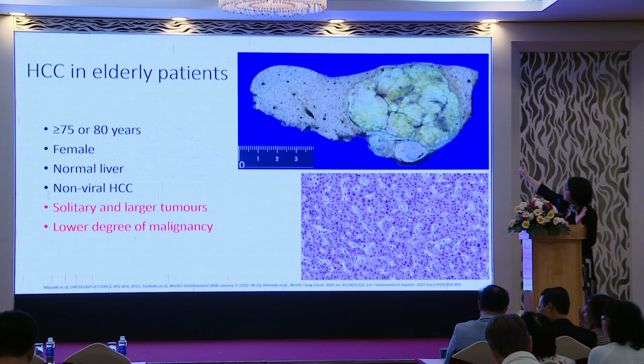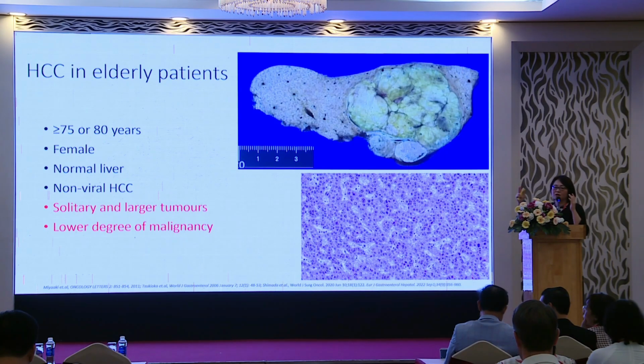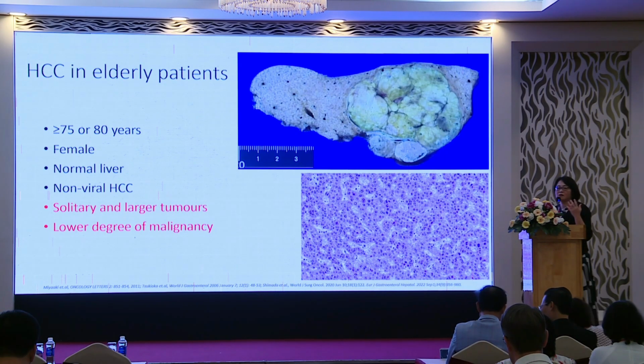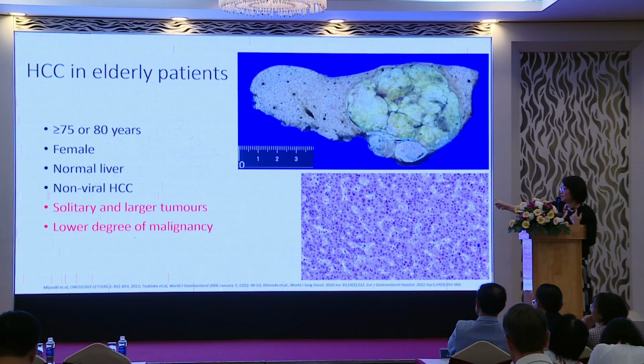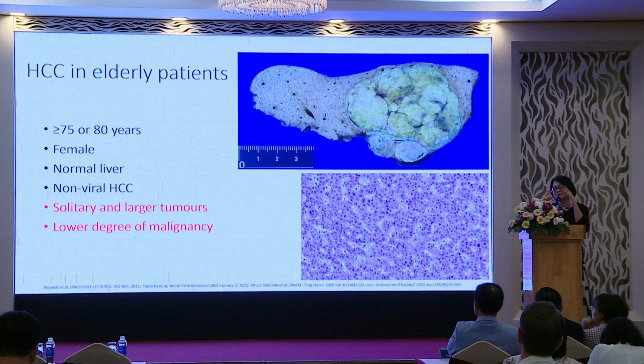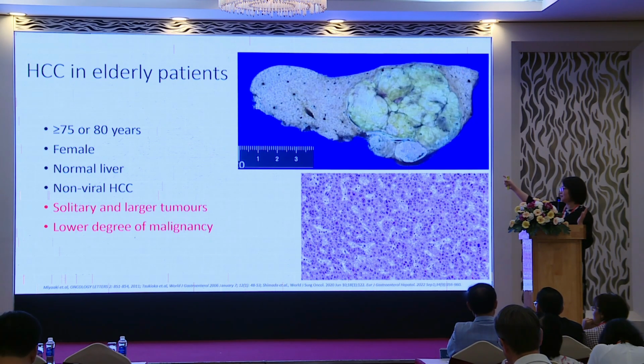However, when you look at the macro aspect, it shows green color, meaning that cancer can still produce bile, which means that the tumor is well differentiated. And also, it doesn't show any vascular invasion. So the theory that larger tumor size is aggressive does not work in the HCC arising from elderly patients.